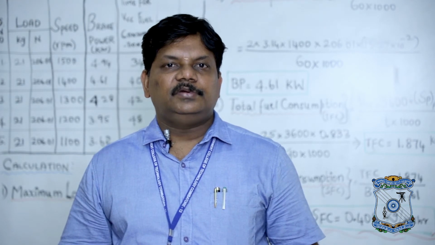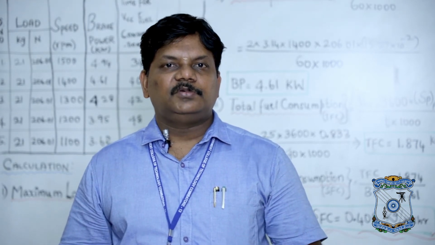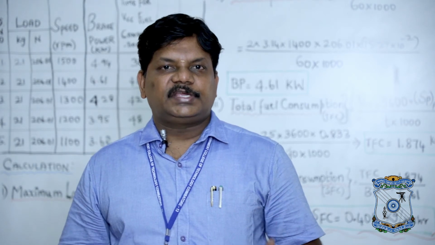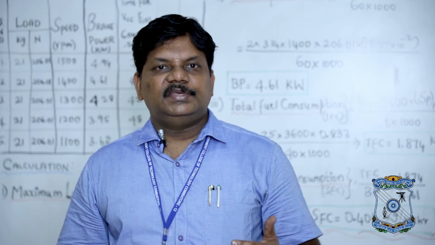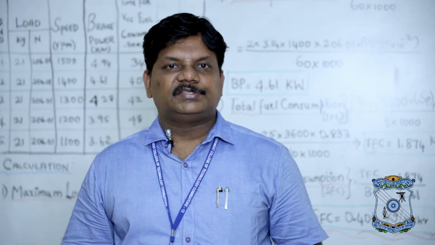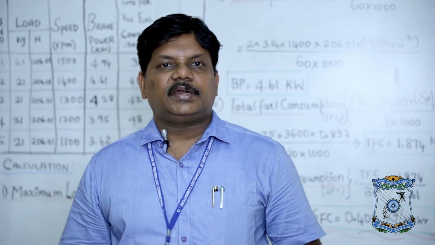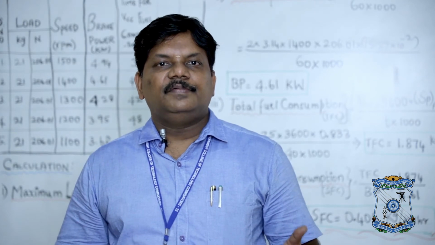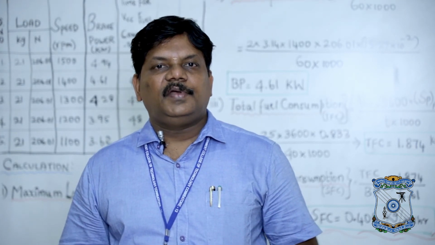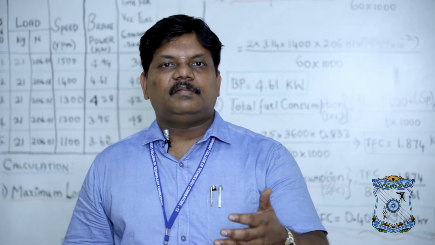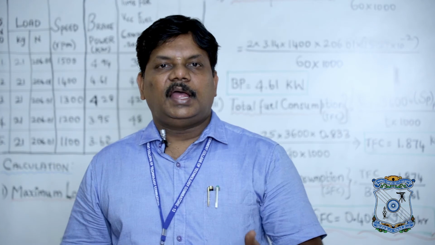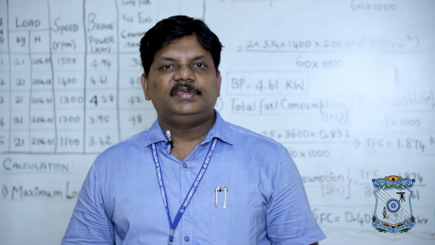From that maximum load, 75% of the maximum load is taken and kept constant, and we varied the speed in the engine, and for each and every speed we measured the fuel consumption. That is the procedure we adopted in the engine part. Now we are going to calculate the value of brake power, total fuel consumption, and specific fuel consumption, by forming a tabulation.